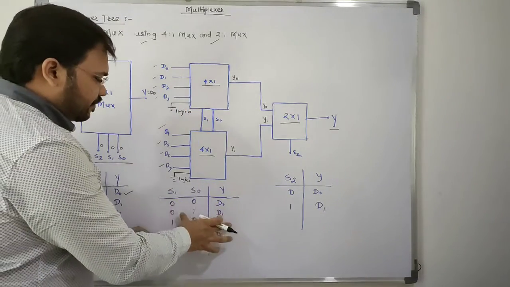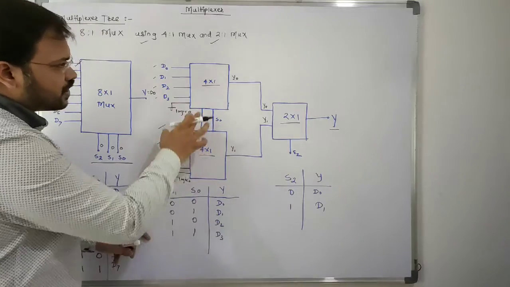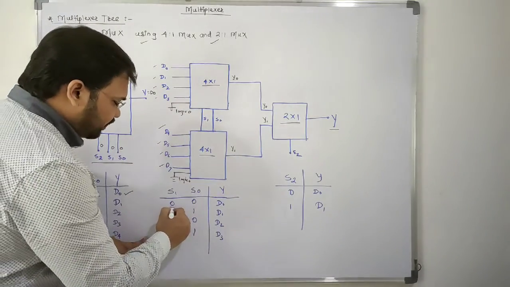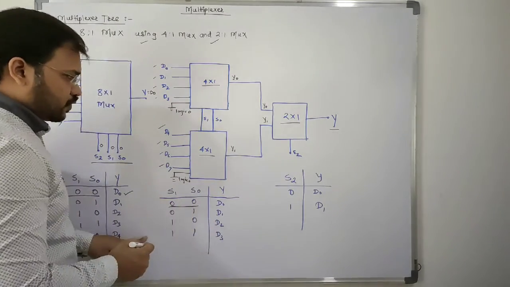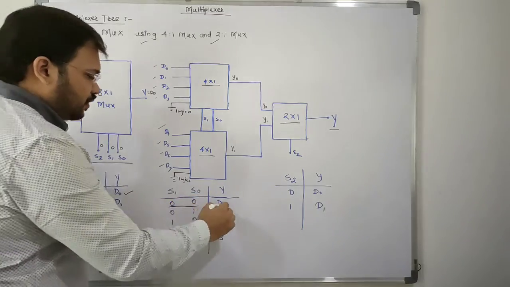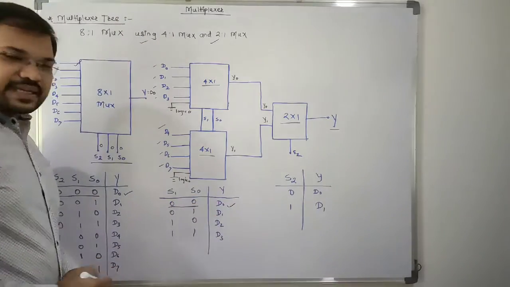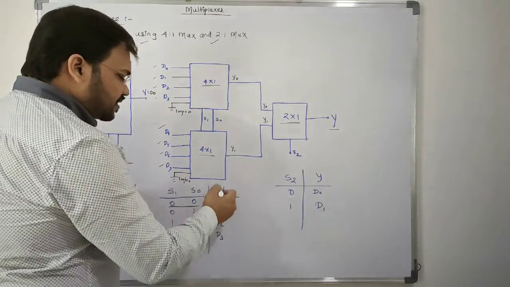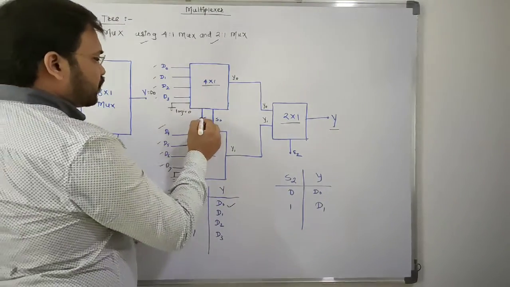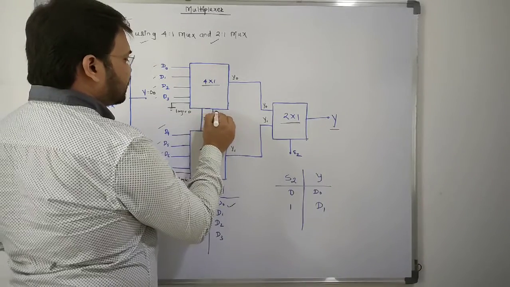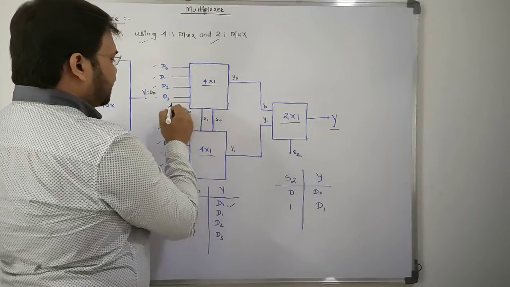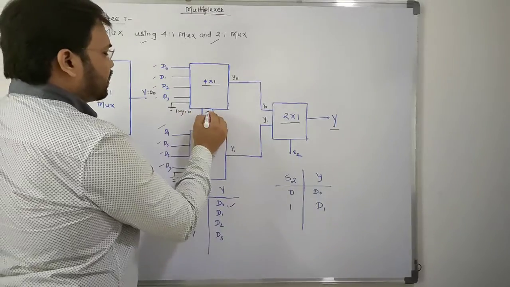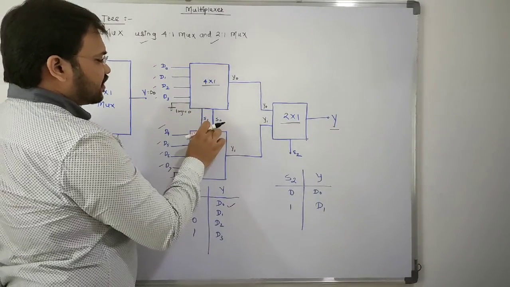for a 4 is to 1 multiplexer, the functional table says that if the select line is 0 0, then D0 is selected. Here it means the first input is selected. So suppose the value here is 0 0, and the enable, we can say the first is selected.